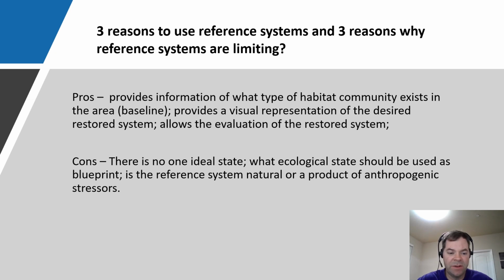Cons for using a reference system include there's no ideal state for the habitat community. It's ever changing. It's hard to determine what ecological state you should restore your project site to, or what ecological state you should use as the blueprint to restore your project to. And if the reference system is not natural, it could be a product of anthropogenic stressors, so you might not want to restore it back to that reference system.